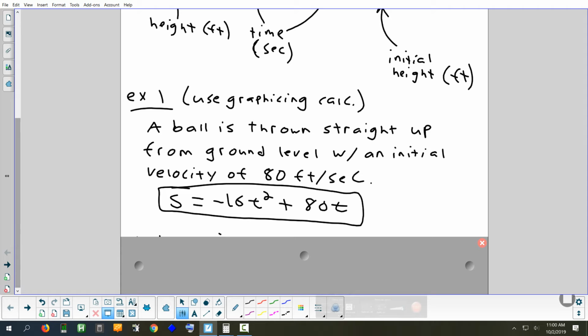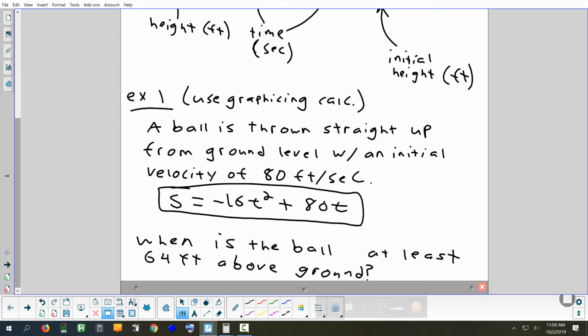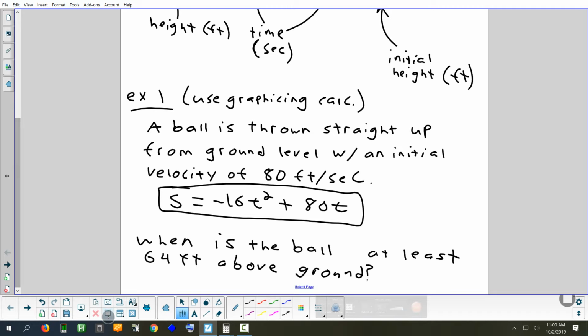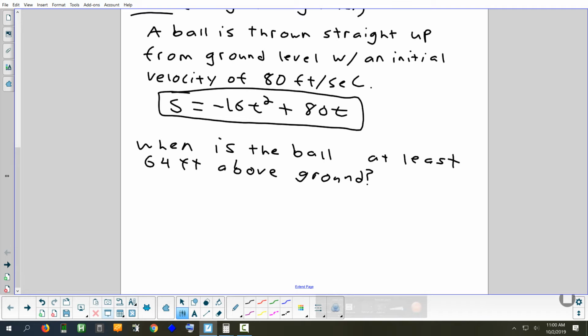Now, we're going to use that formula to figure out when the ball is at least 64 feet above the ground. So, what does that mean? If I ask you when the ball is at least 64 feet above the ground, what does at least mean? Greater than or equal to. So the question is, when is the height greater than or equal to 64?